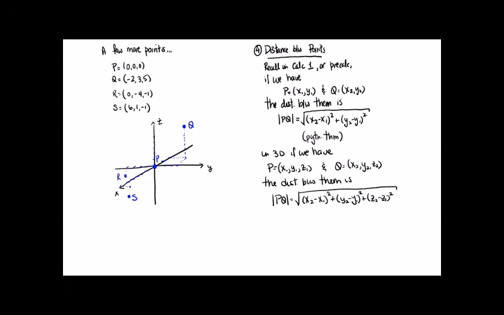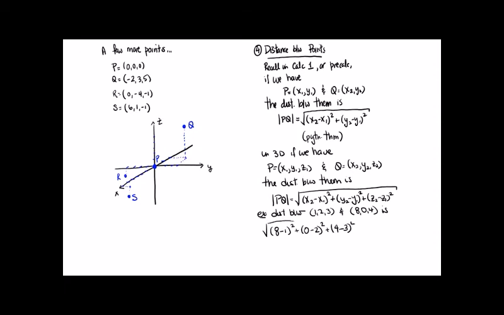And so, for example, the distance between, say, 1, 2, 3 and 8, 0, 4 is simply square root, and I'll do them in the same order that I listed them. 8 minus 1 squared plus 0 minus 2 squared plus 4 minus 3 squared.